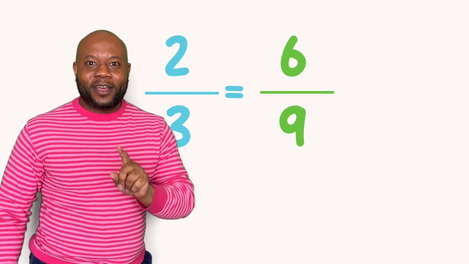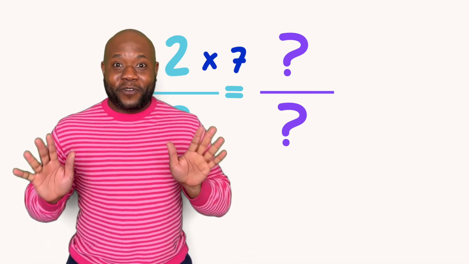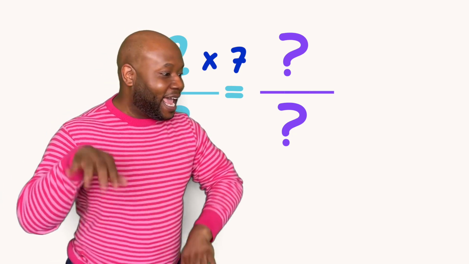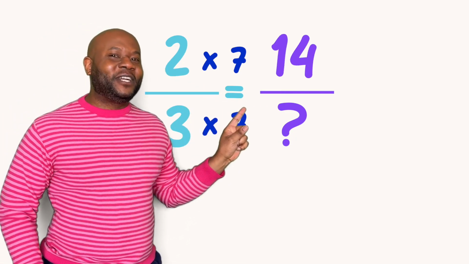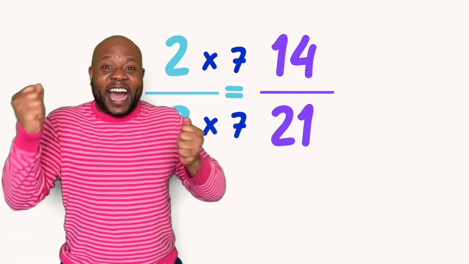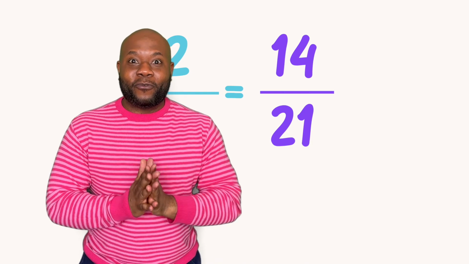Let's try one more. What about multiplying the numerator by 7? If we multiply that numerator by 7, we have to multiply that denominator by 7. So 2 times 7 is 14. 3 times 7 is 21. All right, so 14/21 is another equivalent ratio.